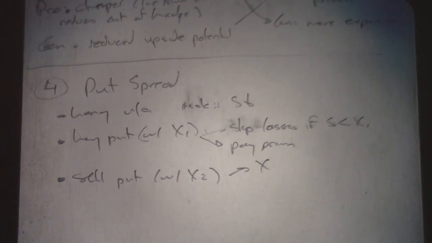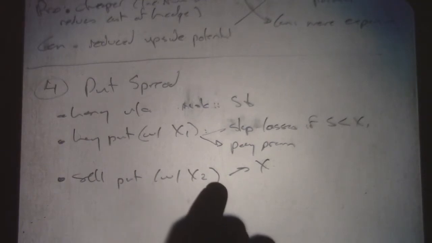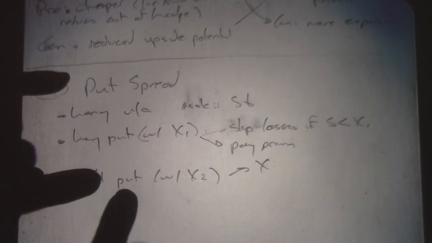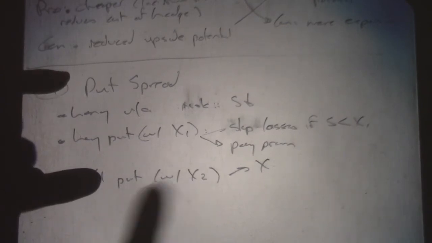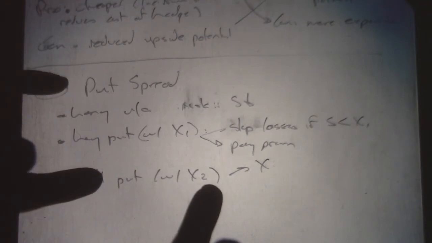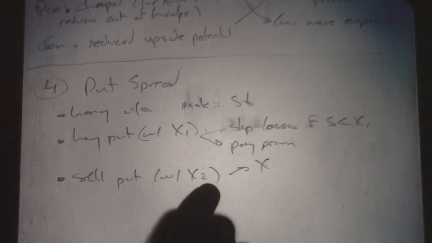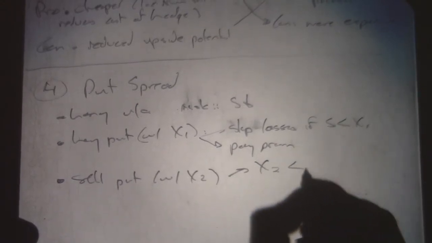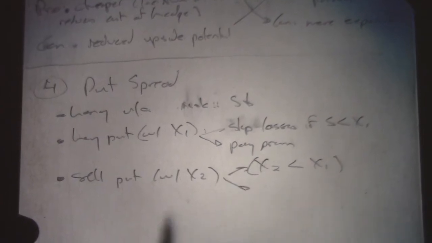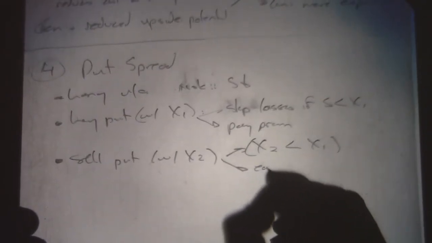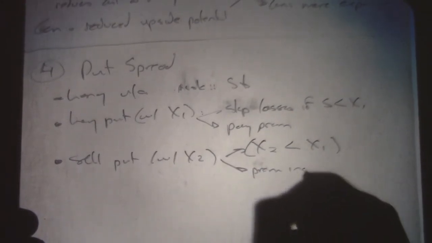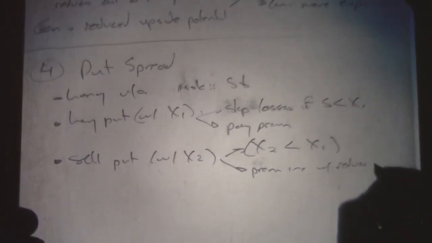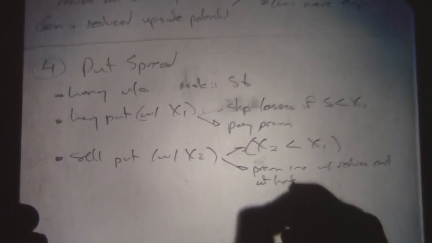So if you take an opposite position, you want the short put to be executed at X2, right? So what would the long put do here? I'm sorry, he would sell at X2, which means the short would have to buy it at X2. But X2 is going to be less than X1, and the premium income will reduce the cost of the hedge.